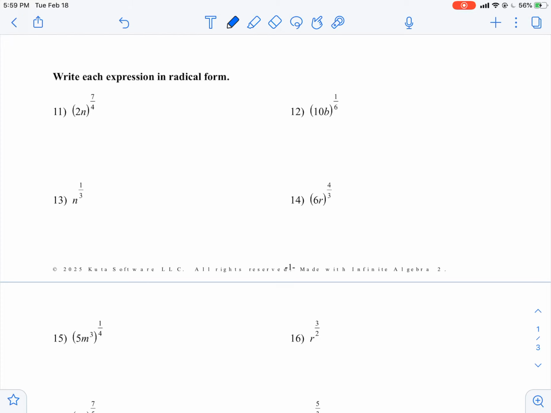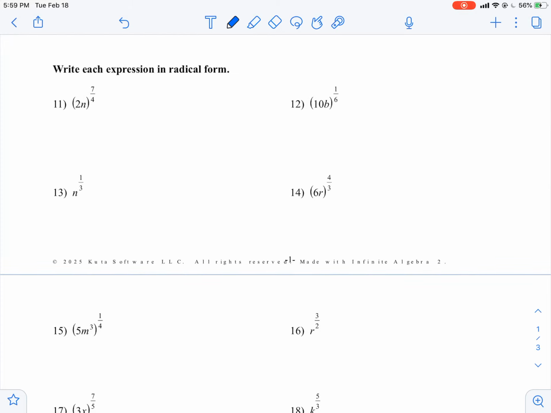Okay, so in this case there is parentheses, which is telling me the whole thing is underneath the radical. Okay, it's telling me that my root is a 4, my power is a 7. If you were to write it with the 7 inside the radical, okay, then it would need to be written as 2n to the 7th. That would all have to be there because that 2n is in parentheses.